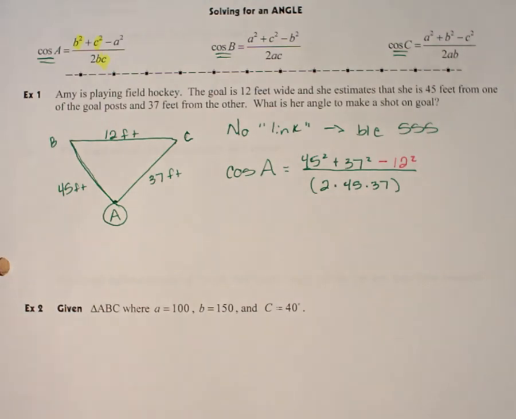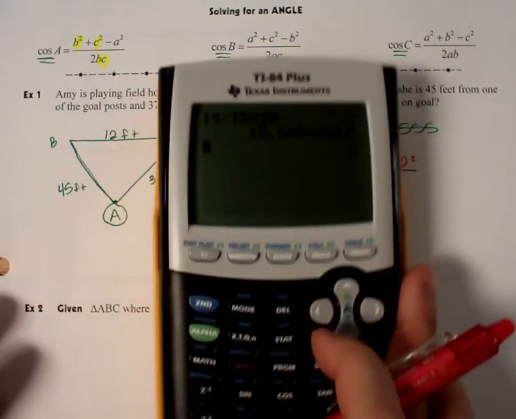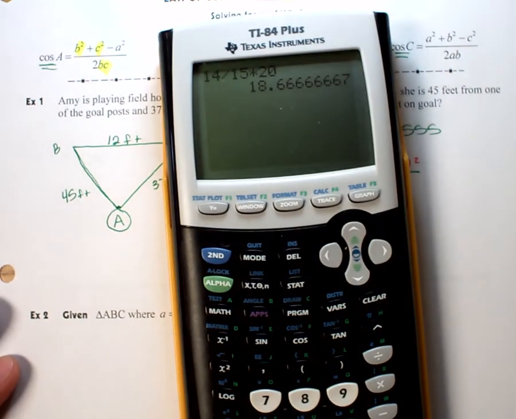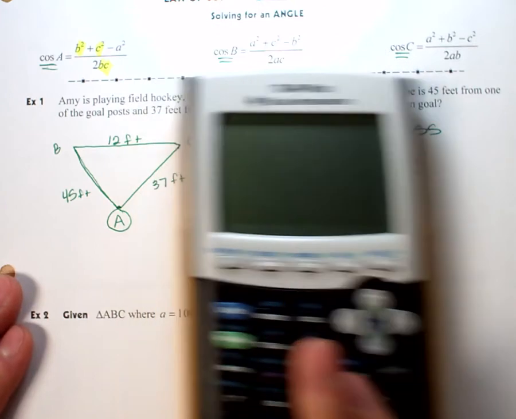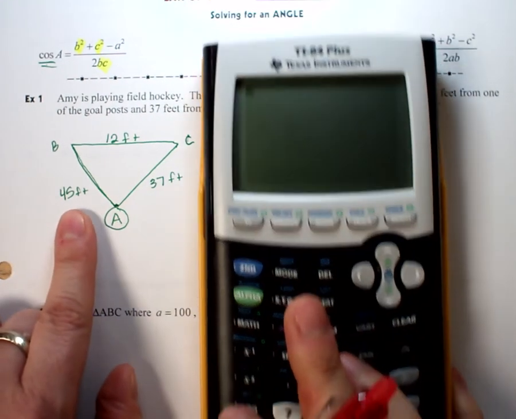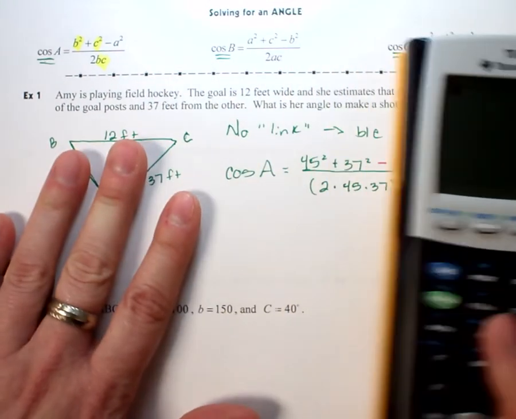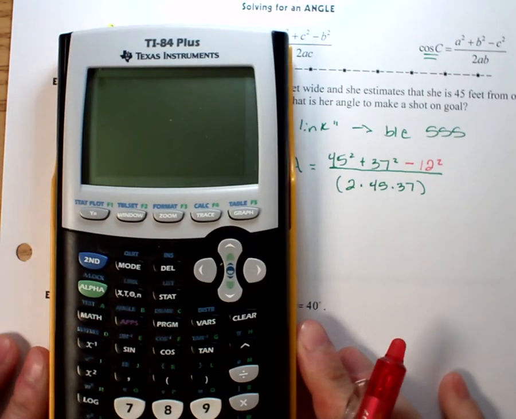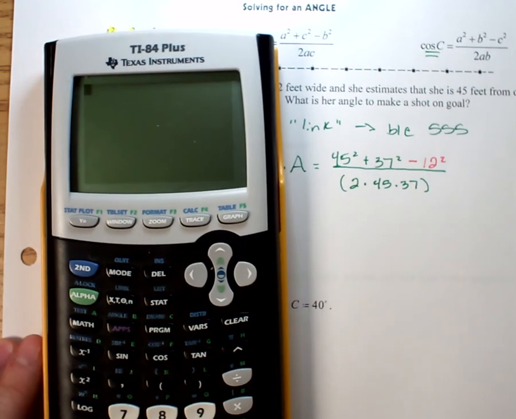you are ready to type this into your calculator. So we're going to type this in our calculator here. And we can type it in exactly as we see it. Okay, so I got a 45 squared plus a 37 squared minus a 12 squared.